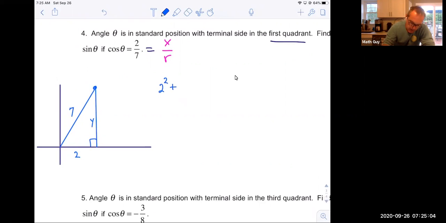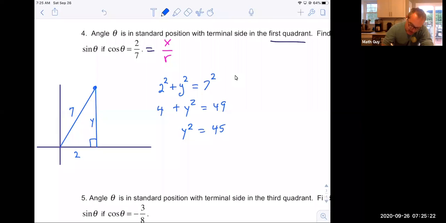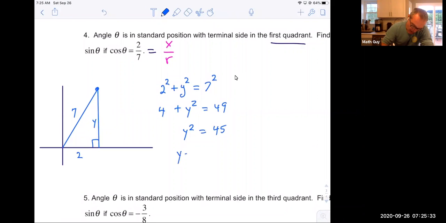2 squared plus y squared would be 7 squared, right? Don't forget the hypotenuse is by itself, right? The 2 legs are on one side, the hypotenuse is on the other. So I got 4 plus y to the second is 49. If I subtract by 4, I get y squared is 45. Take the square root. By the way, don't forget, I know it's plus minus. We're just going to make it plus, right? Especially since y is in the first quadrant, y is positive. So y would be root 45.